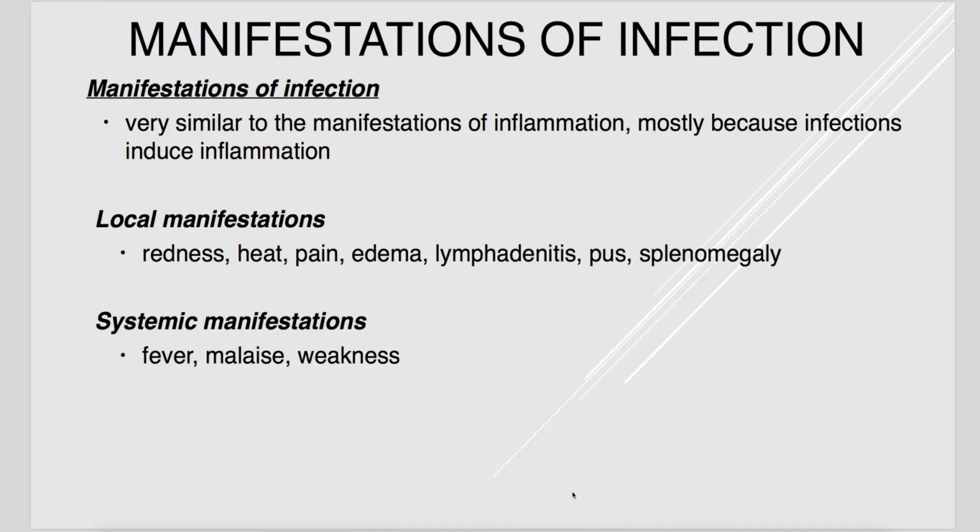So manifestations of infection, basically, they're the same as the manifestations of inflammation because infections induce the inflammatory response. So local manifestations, things like redness, heat, pain, and swelling, but also lymphadenitis, so inflammation of lymph nodes, pus, especially in bacterial infections, splenomegaly, so enlargement of the spleen. That's just a couple of examples. And then systemic manifestations, things like fever and malaise and weakness, and if you're talking about blood work, things like leukocytosis or leukopenia, all of those are systemic.